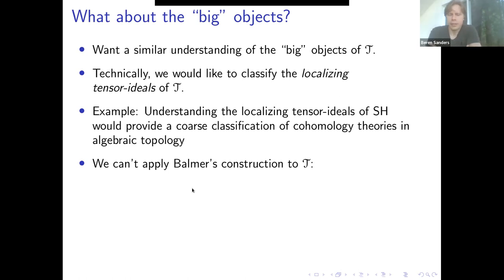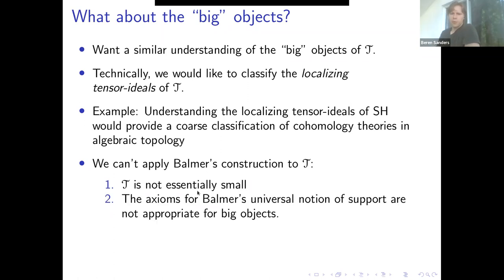Now, we can't apply Balmer's construction of the spectrum to these big tensor triangulated categories T. The first point, which is maybe not the most important point, is that these categories are not essentially small. We needed our category to be essentially small for there to be a set of prime ideals, so that the spectrum was a set. But maybe that's not really the main point. I think the real point is that the axioms for Balmer's universal notion of support are not really appropriate for these big infinite dimensional non-compact objects.